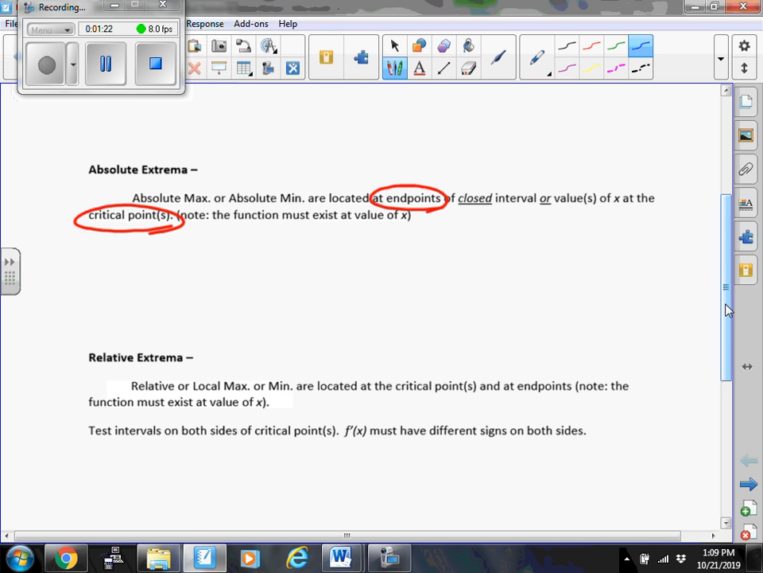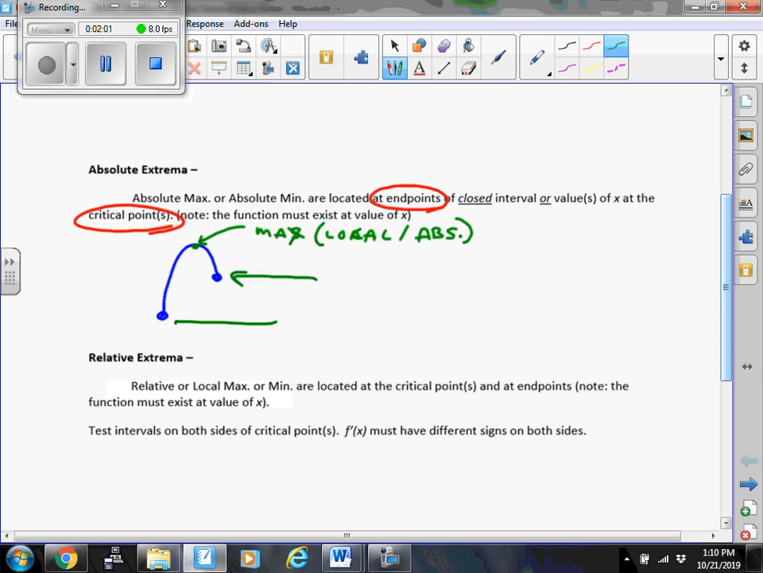Simple example would be a function like a parabola. If it's closed, pardon me. So if I have a parabola and I close it on the ends, we have a couple important features. One, we have a maximum located here. Not only is it locally a maximum, it's also an absolute maximum. It's qualified as both because all over the place it's still the absolute maximum. Now these two values here are both minimums.